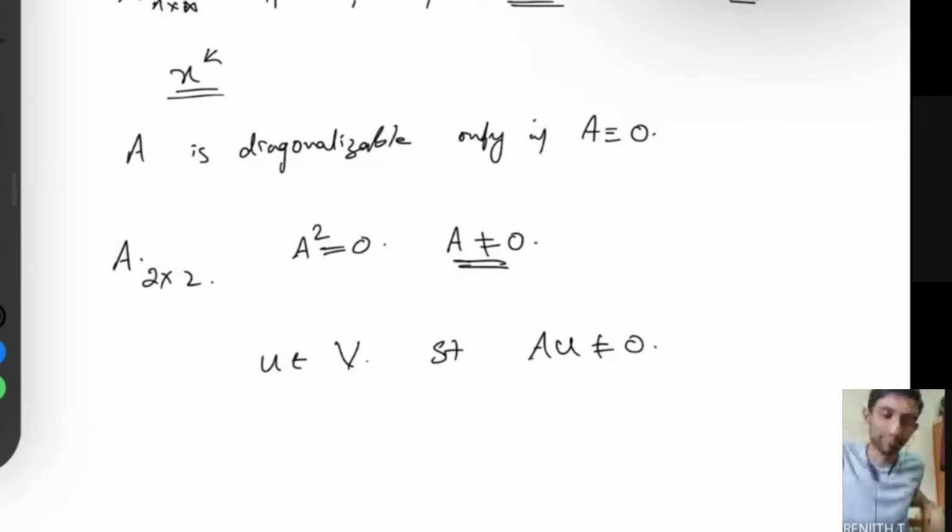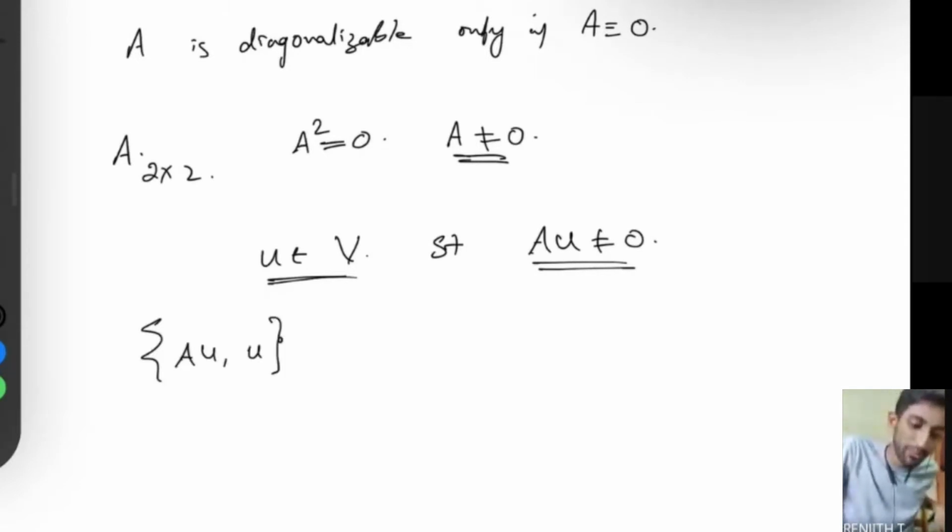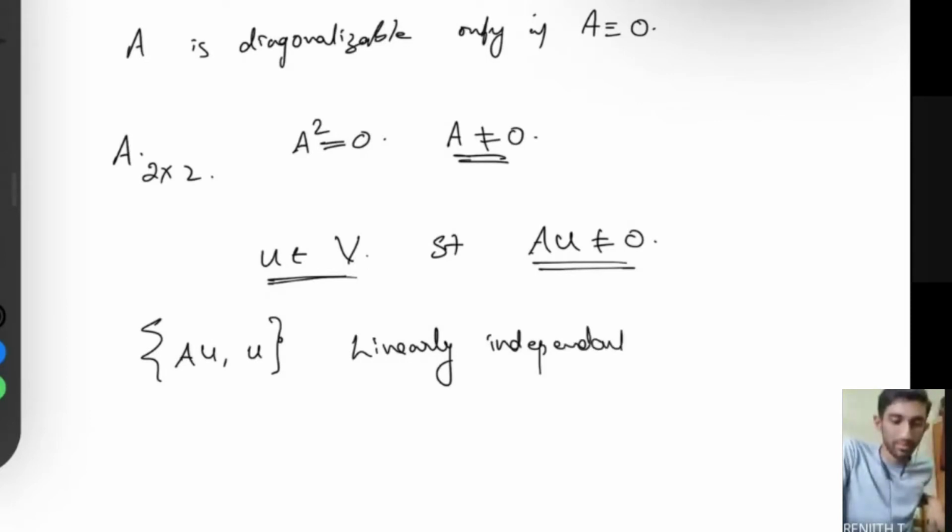So you will get a U belonging to V such that AU is not equal to 0. Because if you can't find such a U, it means A is identically equal to 0. Then take these two elements, AU, comma U. It is easy to prove that this is linearly independent. I'm leaving it as an exercise: prove that this set is linearly independent.